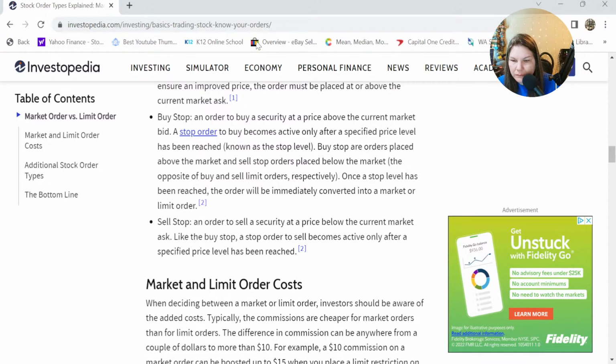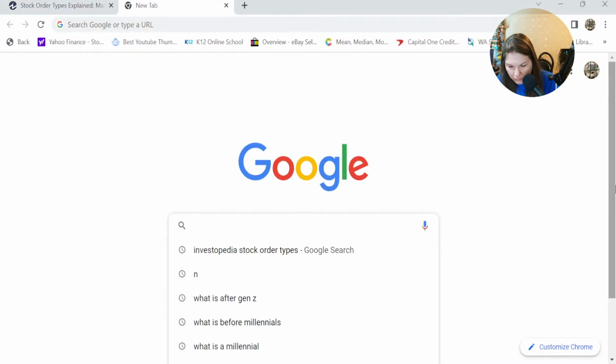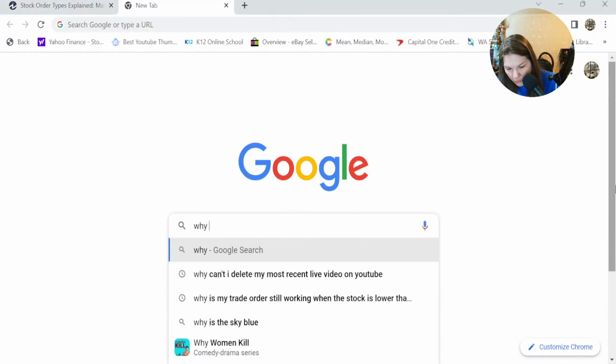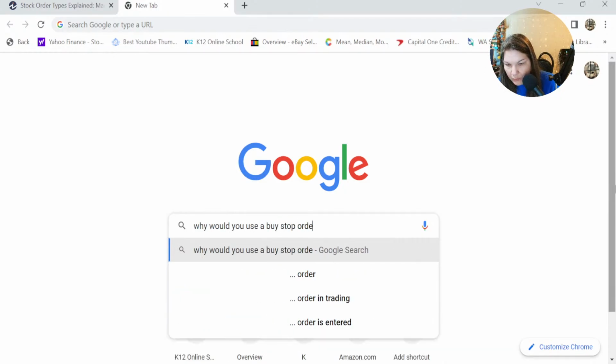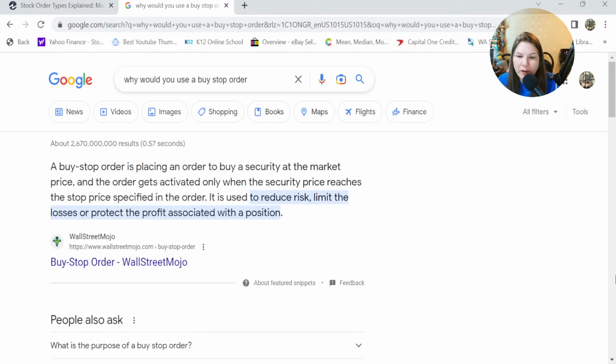I don't know why you would want to use a buy stop. Why would you use a buy stop order? A buy stop order is placing an order to buy a security at the market price, and the order gets activated only when the security price reaches the stop price specified in the order. It's used to reduce risk, limit the losses, and protect the profit associated with the position. Okay, I get it. It's for risk.